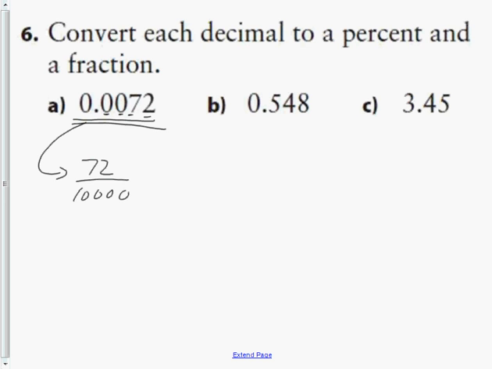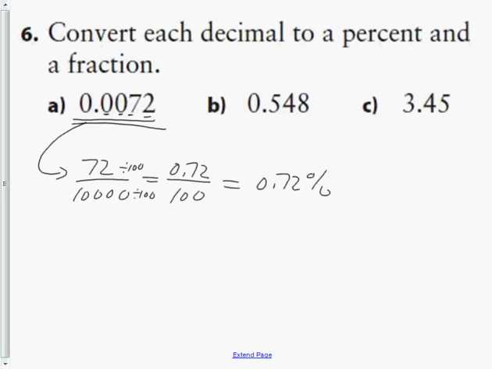Now, as a percentage, I need to get it to be an equivalent fraction out of 100. So 10,000 divided by 10 would be 1,000. Divided by 100 would be 100. So what I want to do is divide this by 100 to get 100. Divide this by 100, and I get 0.72 out of 100. And since percentages are out of 100, that would make it 0.72%.